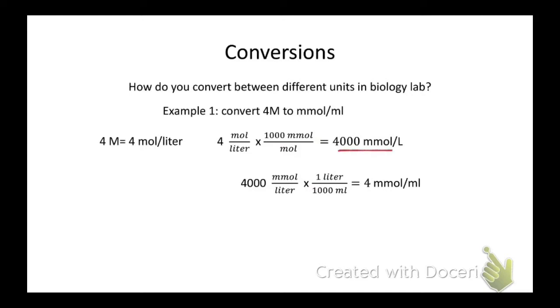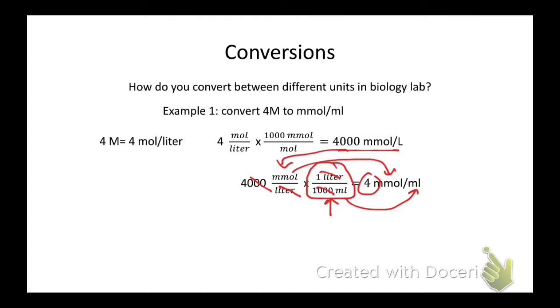Now taking our 4,000 millimoles per liter down here, we know that 1 liter is equivalent to 1,000 mils. So this ratio is 1, because we know that 1 liter and 1,000 mils are equivalent, but we can use this to get rid of liters, and then we end up with millimole per mil. We're going to divide this, and we end up with 4.